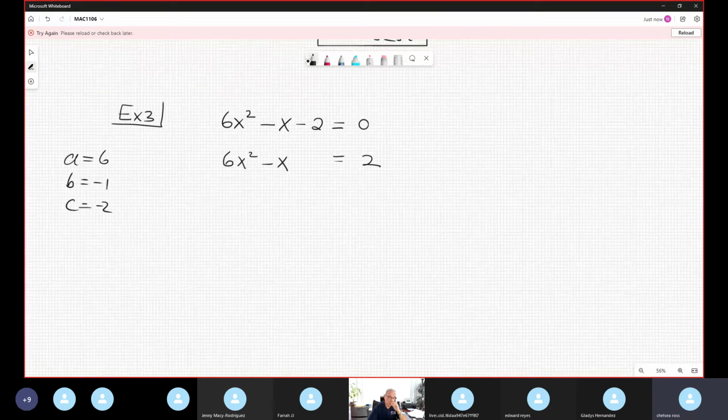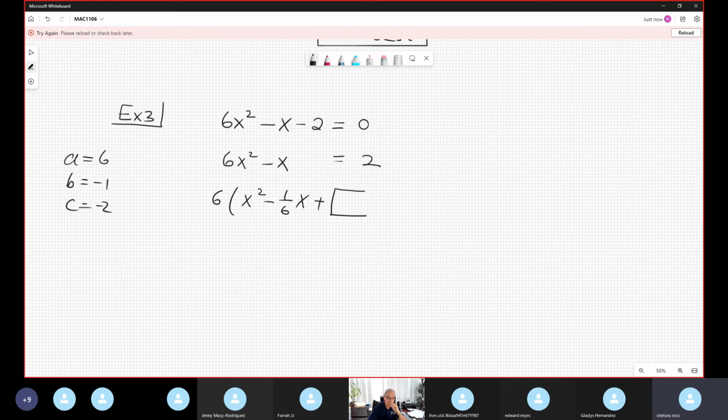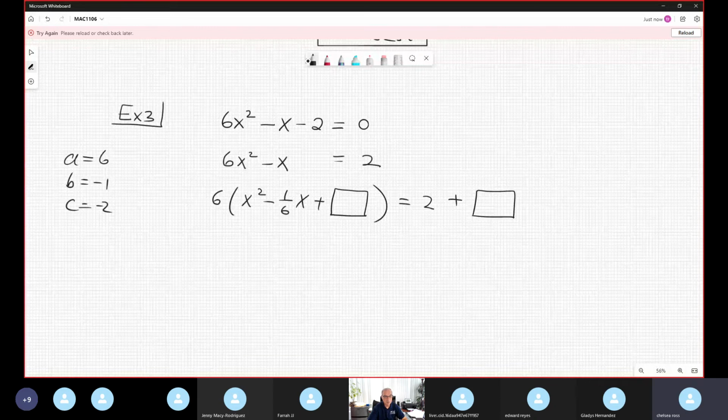But I need to do something. I need to factor out this 6 artificially. 6 times (x squared minus 1/6 x plus box) equals 2 plus box. Okay, let me try to explain it. This situation doesn't happen when A is 1. But when A is not 1, you factor out this 6, because A goes outside. And here in the real equation we have -1. But when you factor out 6, you divide by 6, because you are doing it backward: you multiply 6 times x squared is 6x squared, and you multiply 6 times 1/6 is 1. Do you see it or no?